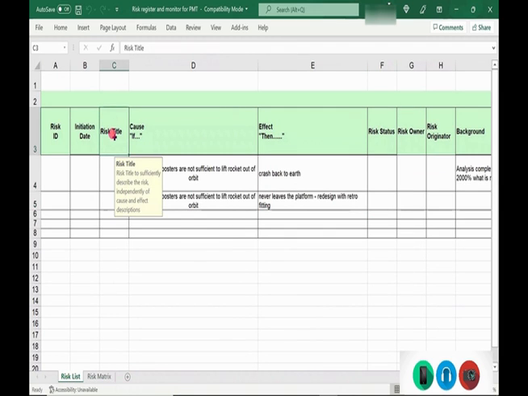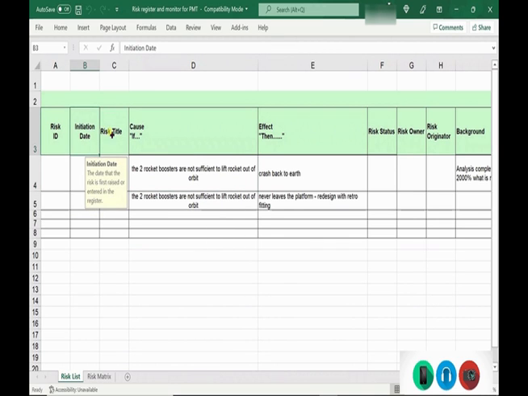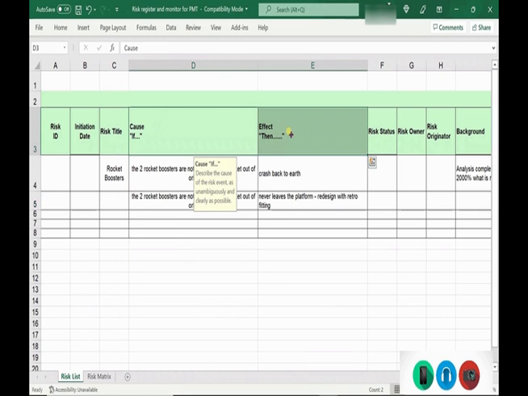So this is the means of capturing all the risks. Okay, I've put two in here. Now all risks will be given their individual ID, when they were created, and maybe a little bit of a title. So let's say rocket boosters. This just helps. If you want to start looking at all of the risks around rocket boosters, all risks are written as an if-then. If this happens, then this happens.